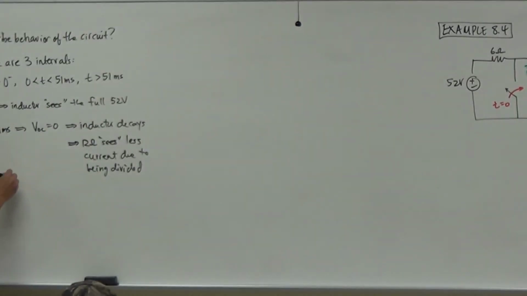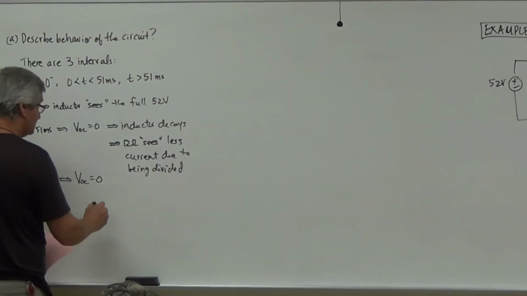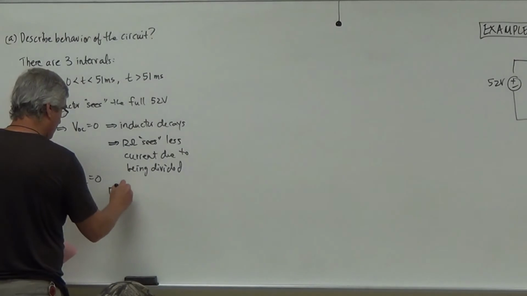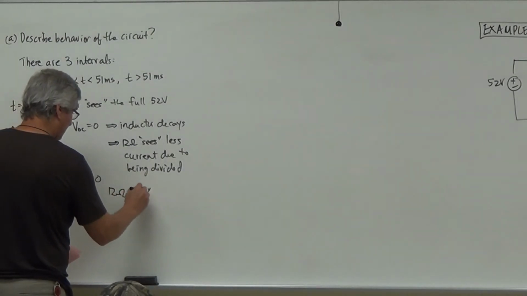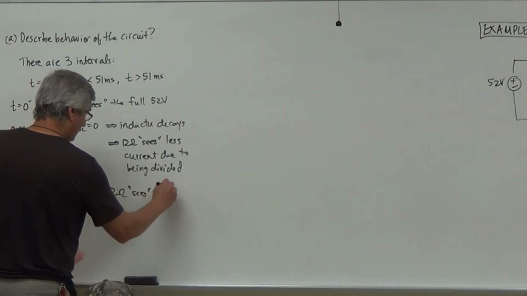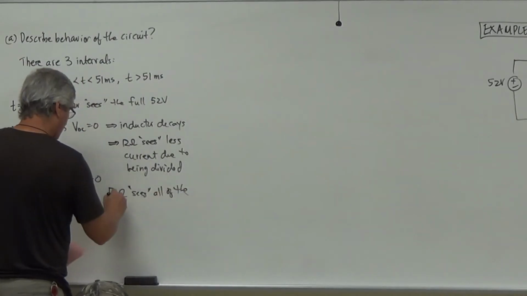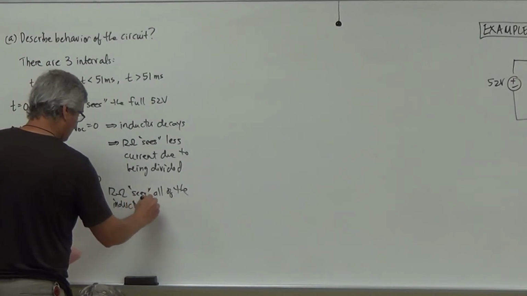Whereas for t greater than 51 milliseconds, again, VOC is 0. It's still decaying. But now, what you're seeing here is that the 12 ohm sees all of the inductor's current.